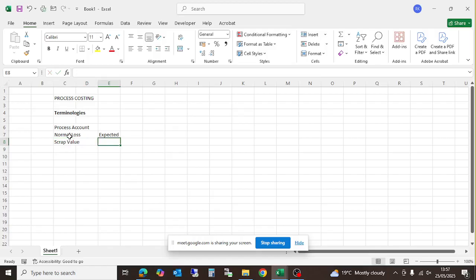What is a scrap value? A scrap value is subtracted and the cost is shared among the good units. The way it is, a scrap value is when you sell out something at a lower amount, and the benefit is what you recognize as a scrap value. Scrapping something off means you are selling it or disposing of it at a lower cost.